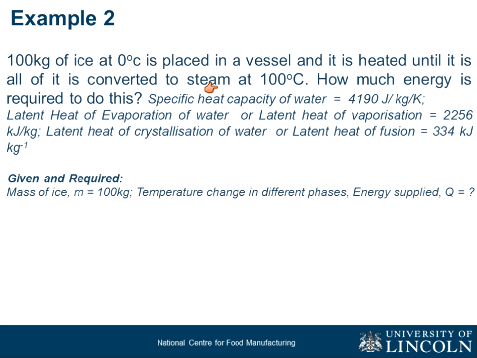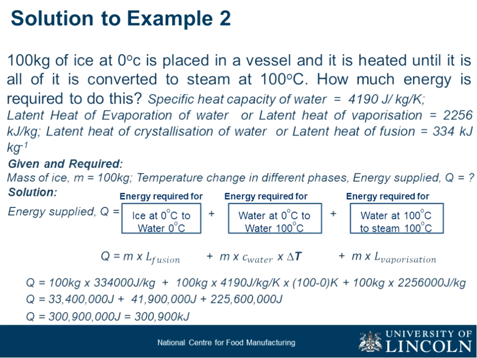So we now need to move from water at 100 to steam at 100. To make it easy, it's always good to have this diagram. First of all, we have the total energy supply. This is the starting point. We are moving from ice at 0 to water at 0, then water at 0 to water at 100, and from water at 100 to steam at 100. That is where we're going to stop.